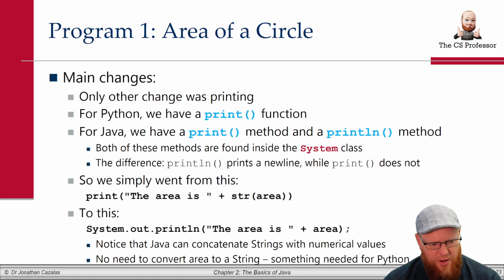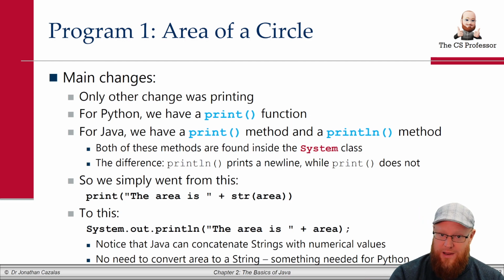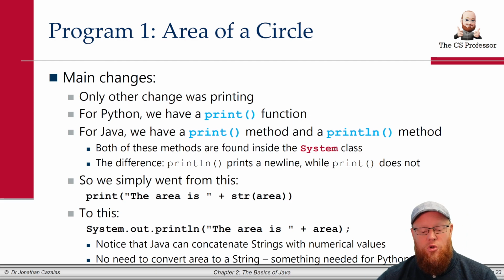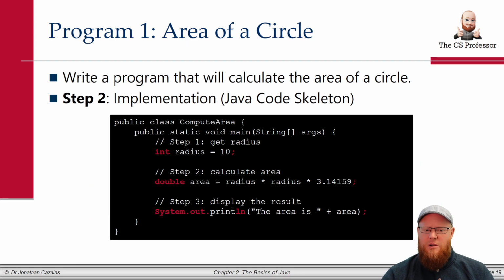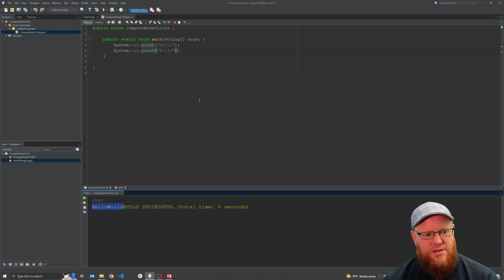So we simply went from this statement here in Python, the area is, where we had to concatenate the actual value in the variable area as a string, which is required in Python. In Java, you don't even have to do that. We could just concatenate area. Java allows you to concatenate strings with numerical values. So the print statement was even pretty similar. So here's our first Java program. From this Python program to this Java program, not too bad. Let's code that up and run it so we can see it live.